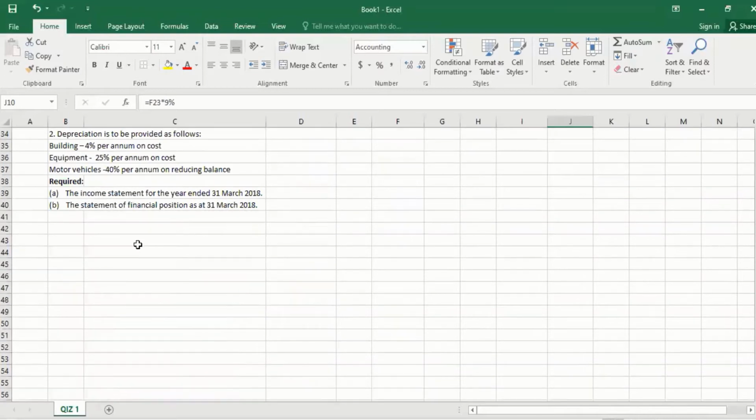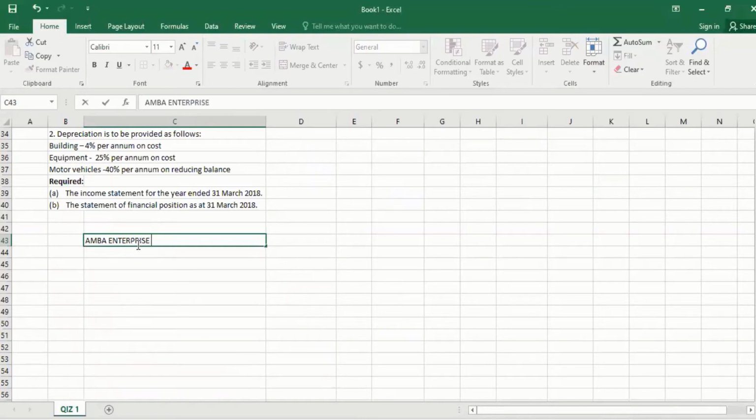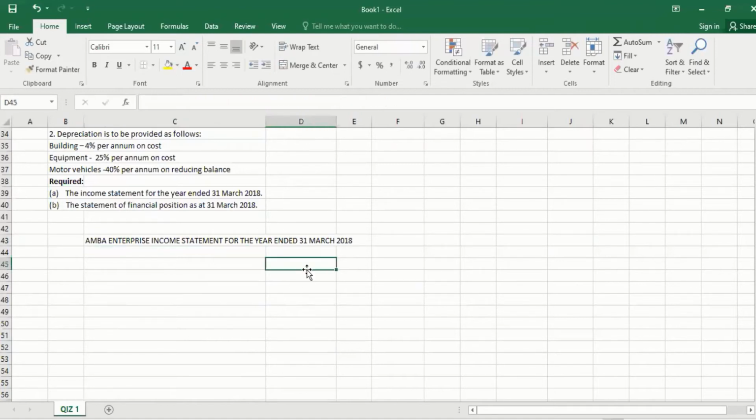So let me now start answering that. This is Abba Enterprise income statement for the year ended 31st March 2018. So I can have my currency here on both sides, this side and this side.